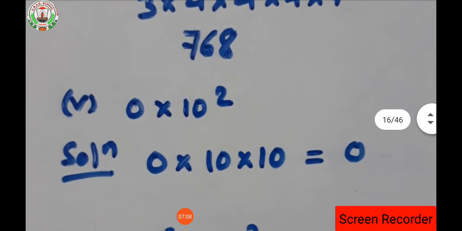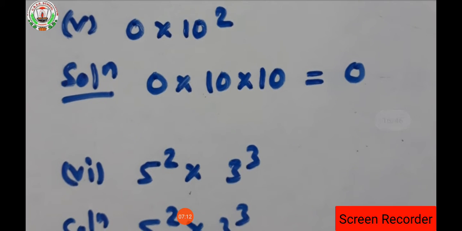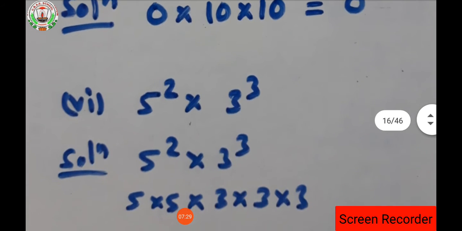Then the fifth part. The fifth part is very easy. As you know, whatever number we have, whenever it is multiplied with 0, the answer will always become 0 itself. Whether it is a greater number or a smaller number, whenever it is multiplied with 0, the answer will become 0 itself. Clear?